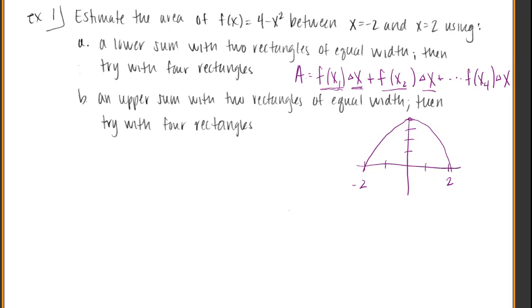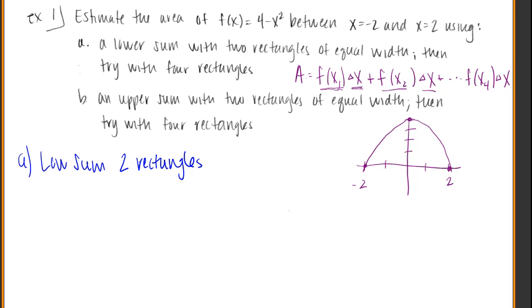Okay, and specifically for this function right here, we're looking at 4 minus x squared from negative 2 to 2. So we're trying to find the area under the curve between negative 2 and 2, going up to 4, and we're going to find it in 4 different ways: 2 ways with a lower sum and 2 ways with an upper sum. So let me go on here and draw you what it's going to look like with the lower sum. Okay, so the first part, we want to find the lower sum, and we want to do it with 2 rectangles.